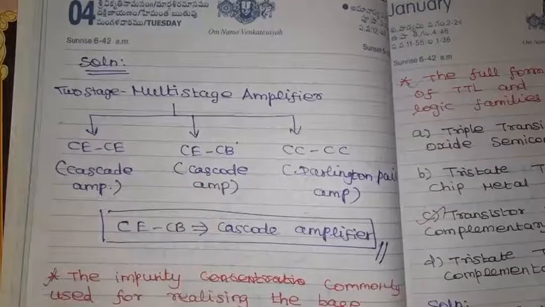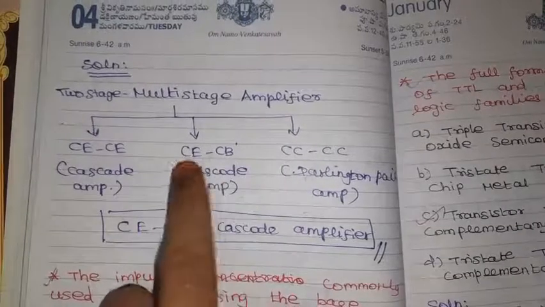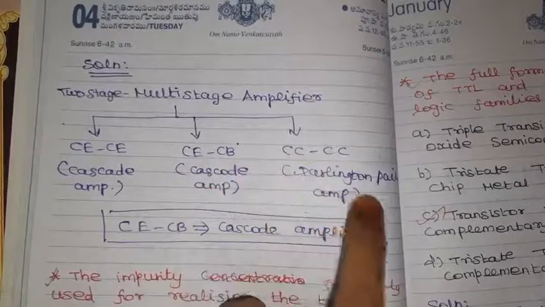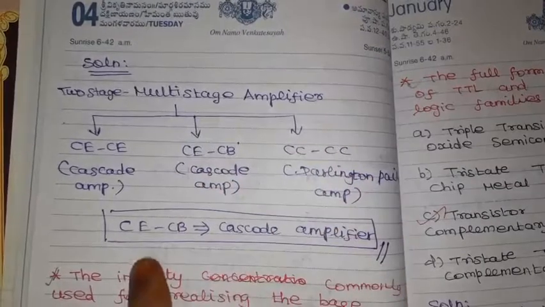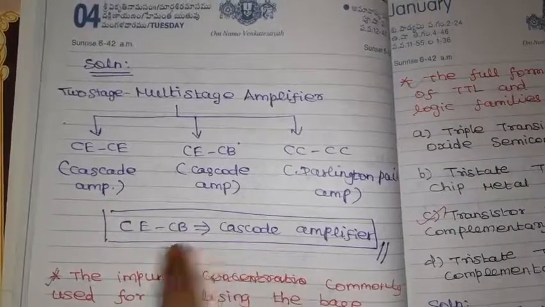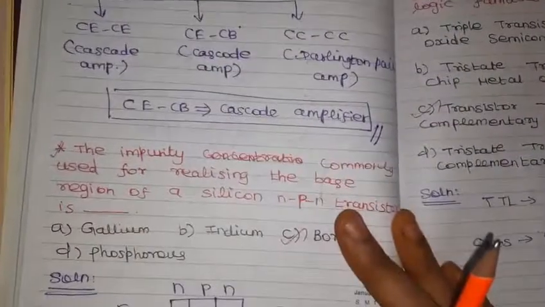Cascode means CE-CB. CE-CB means cascode. Then CC-CC is nothing but the Darlington pair. In that question, what is given? CE-CB is nothing but the cascode amplifier, the combination of CE and CB. Then we'll move on to the next question.